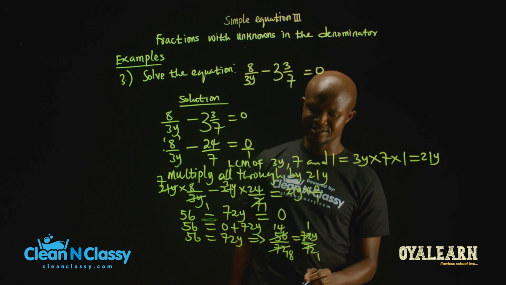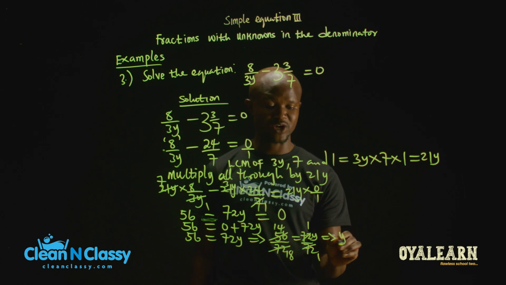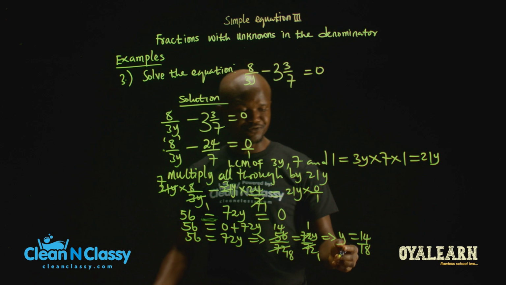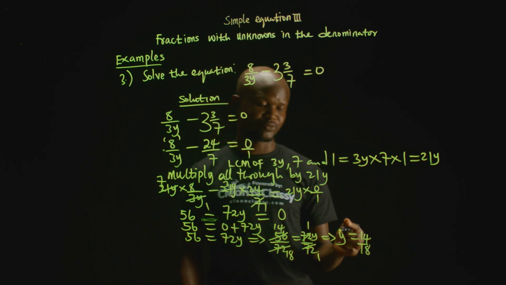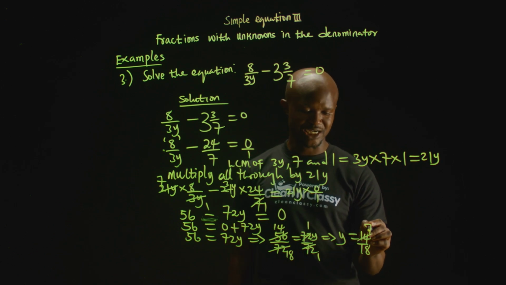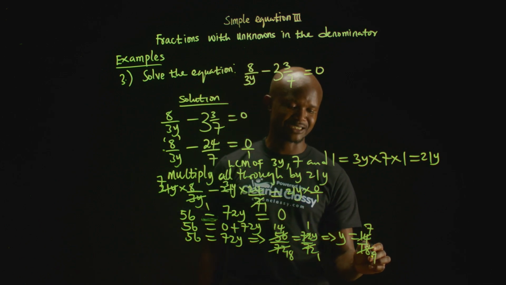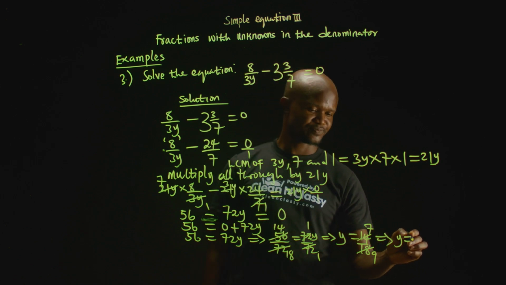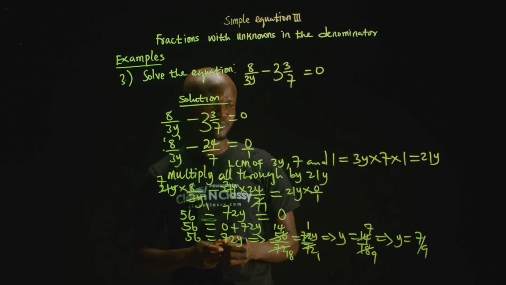So in this case, we can also reduce further. Here we have y equals 14 divided by 18. Reducing further, we can use 2 to divide both numerator and denominator. 14 divided by 2 will give us 7, and 18 divided by 2 will give us 9. So it means that the value of y is 7 divided by 9. That is the solution to the problem. Thank you.